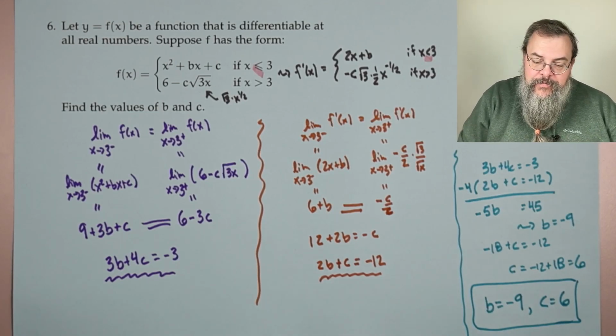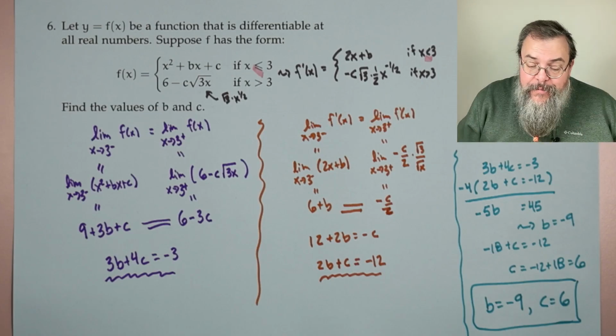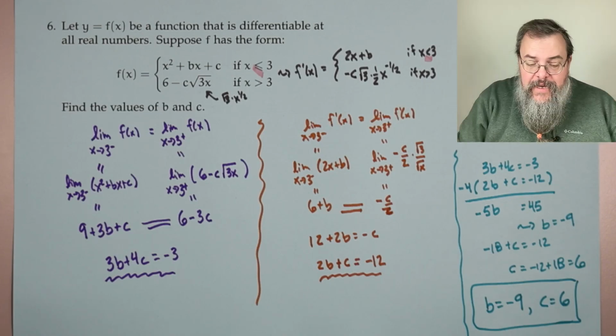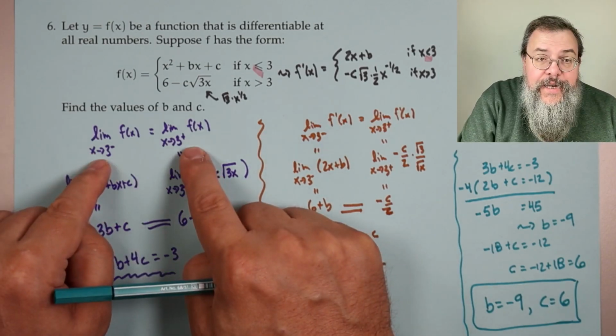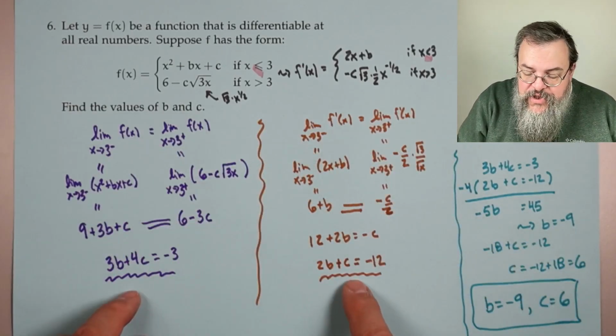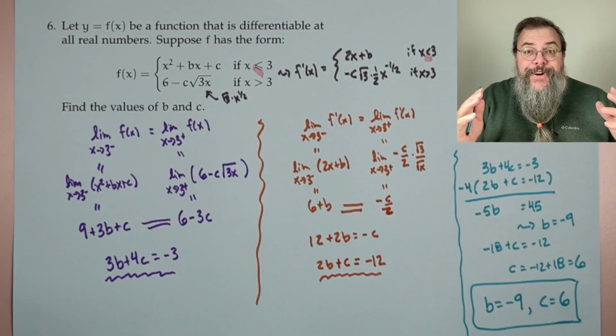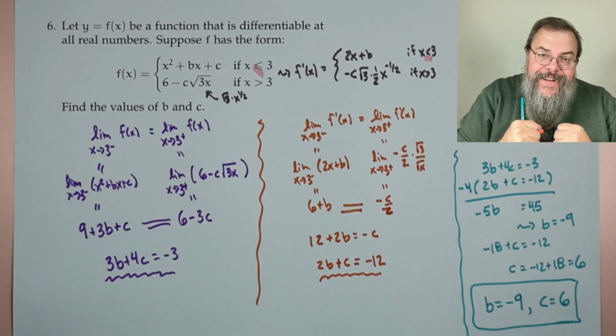So remember, if you have something which is piecewise and you're trying to make it differentiable, the functions need to line up, and the derivatives need to line up. That gives you relationships, and you can solve those for your constants. All right. Wonderful. Nice.